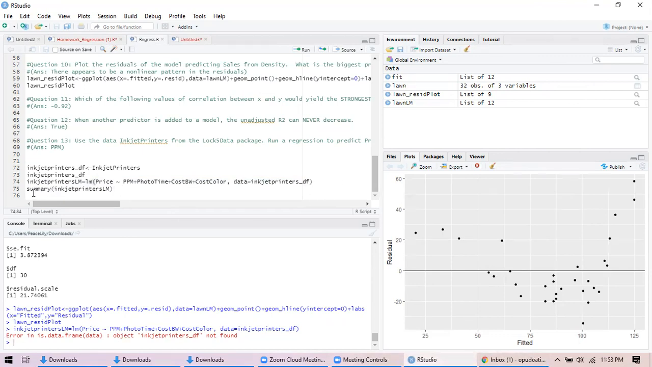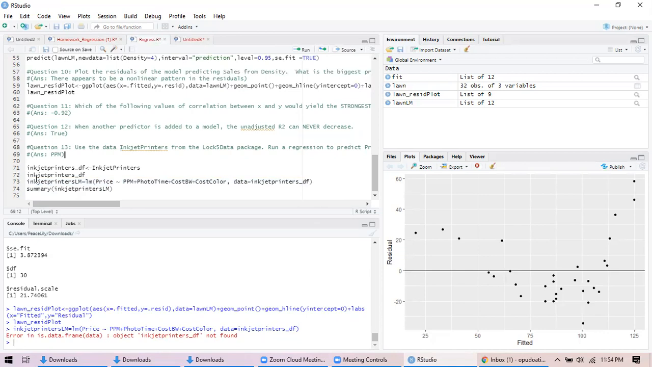Okay, all right. So I have inkjet printers. This is the coding line. Okay, I ran it, but I got something here saying error. So I'm sure I did something wrong. Okay, let me see what's going on. Inkjet printers DF not found. So we have to define what that is first.